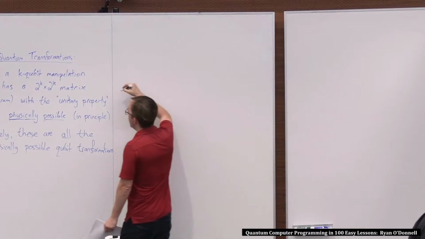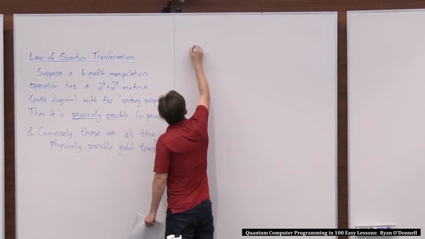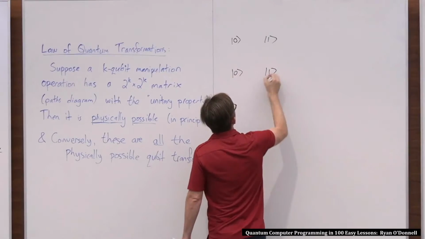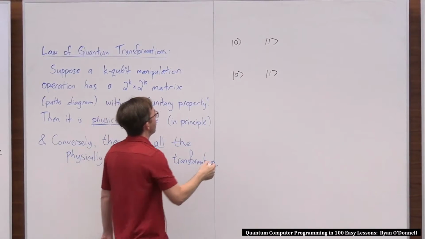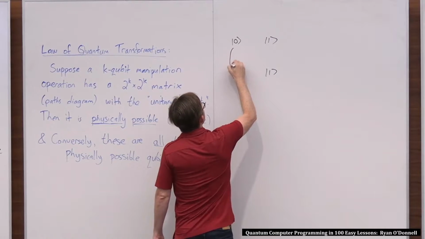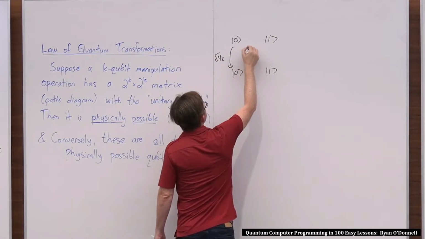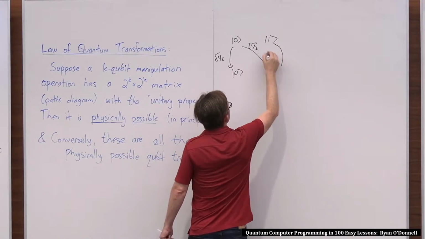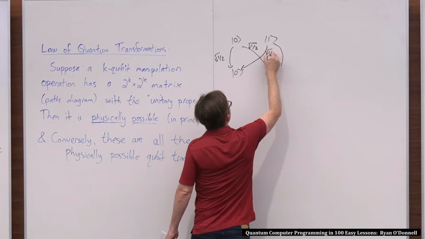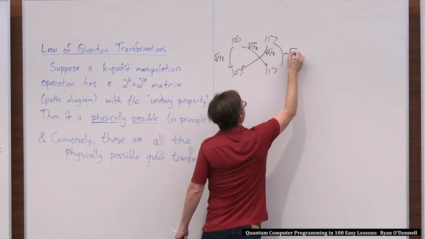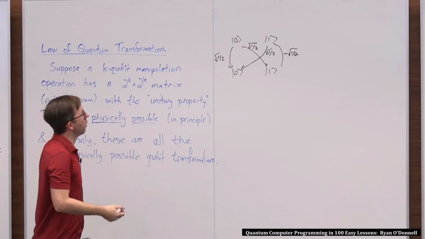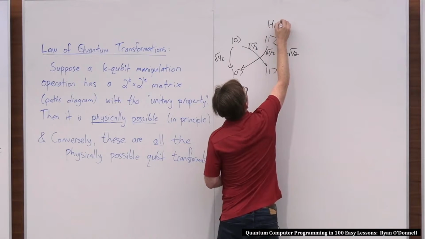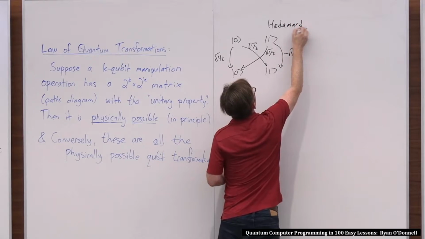So first of all, let's remember the matrix for Hadamard looks like this. Well, this is the paths diagram, but a paths diagram is just the same thing as a matrix drawn in a different way. So it maps 0 to 0 with amplitude √1/2. It maps 0 to 1 with amplitude √1/2. It maps 1 to 0 with amplitude √1/2. And it maps 1 to 1 with amplitude √-1/2. Well, you can see why it's sort of annoying to draw these diagrams, and eventually people just put the labels into a box and write a matrix instead.